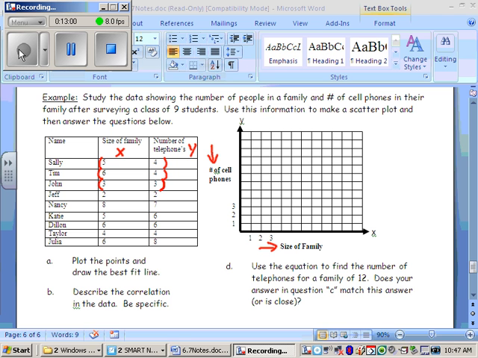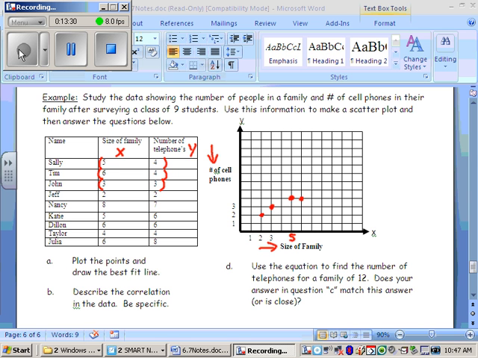The first one we'll graph is Sally's. She has a size of family which is 5 and the number of telephones is 4. So we will go to the x-axis at 5 and then go up the y-axis to 4 and put a point. We will continue to do this for the rest of the individuals who were surveyed. So Tim would be at 6, 4. John would be at 3, 3. Jeff would be at 2, 2.